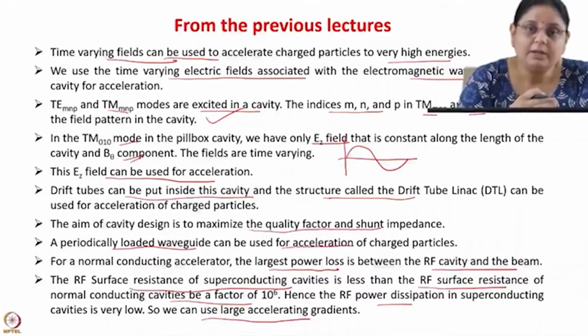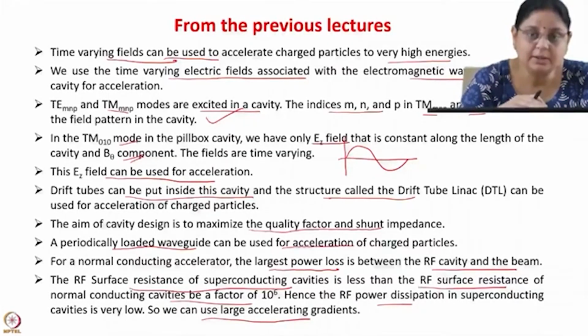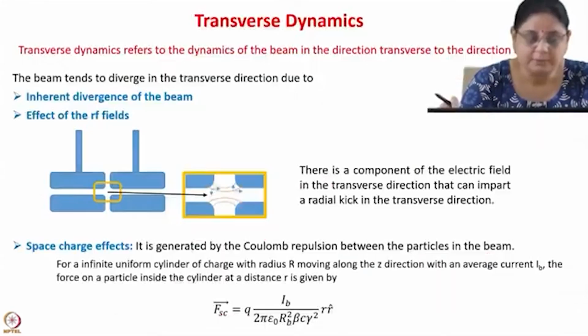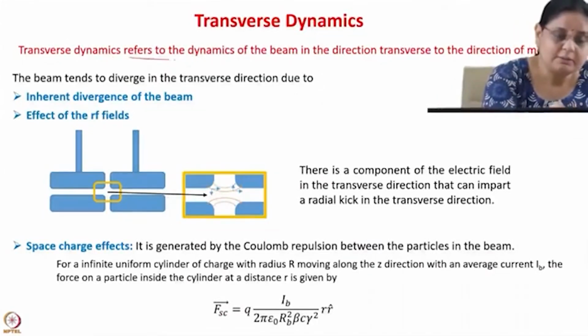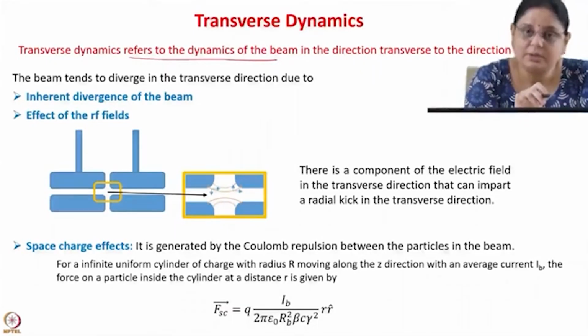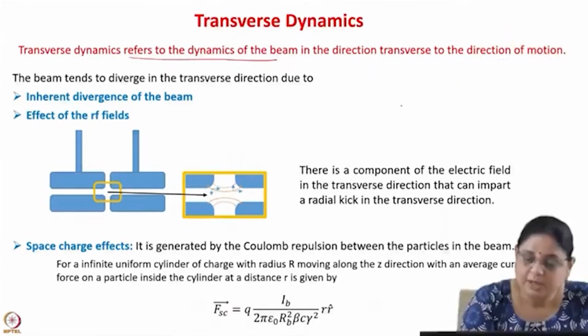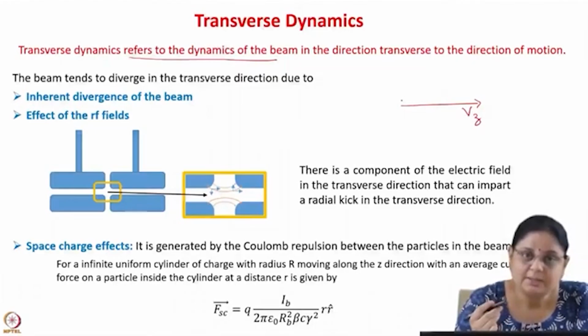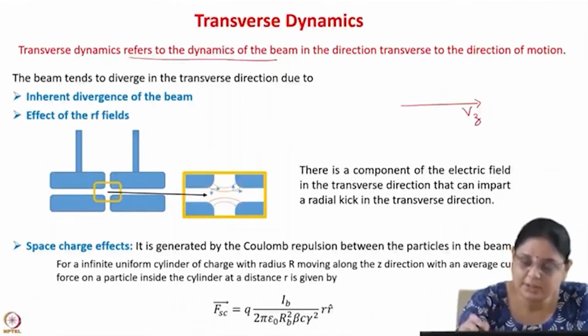So now, having learned about the various methods of acceleration in a linear accelerator, today let us learn about the transverse dynamics of particles. So transverse dynamics refers to the dynamics of the beam in the direction transverse to the direction of motion. So we have the particle moving in the Z direction. So the particles have some thermal velocity in the X and Y direction.